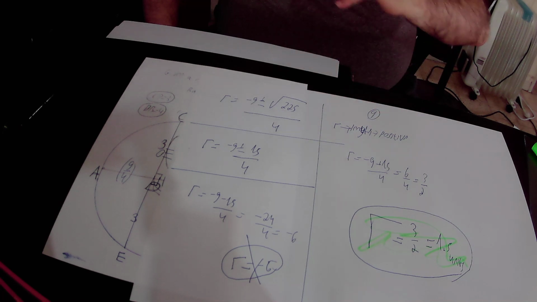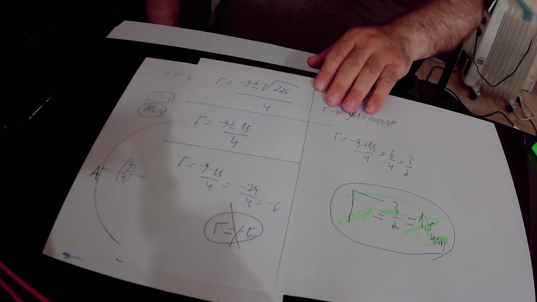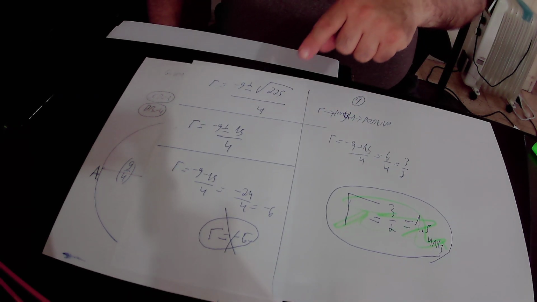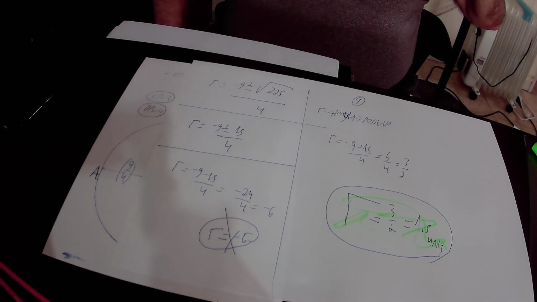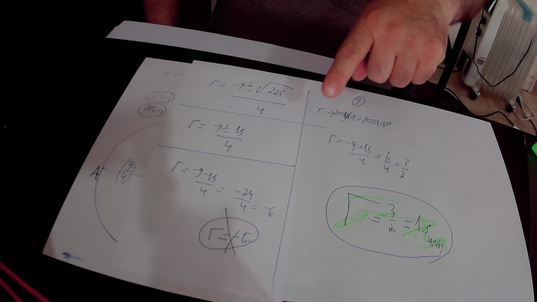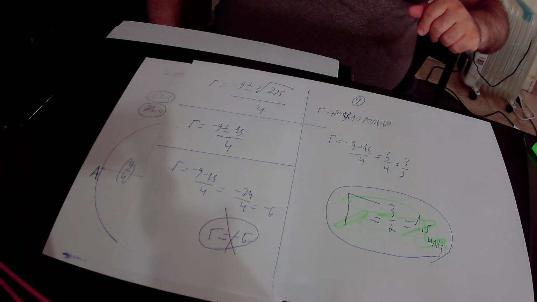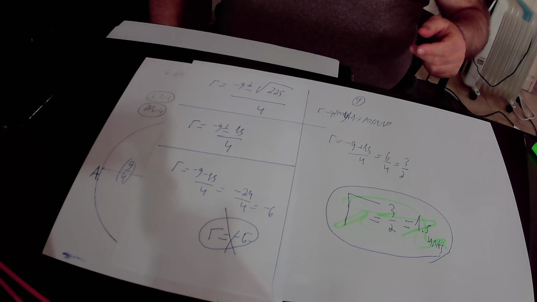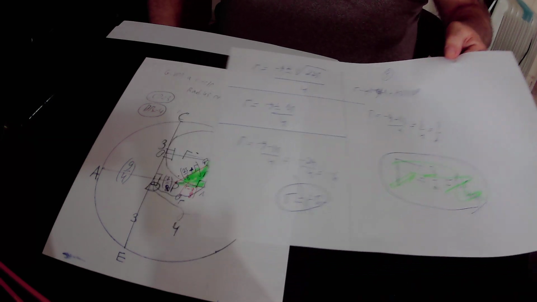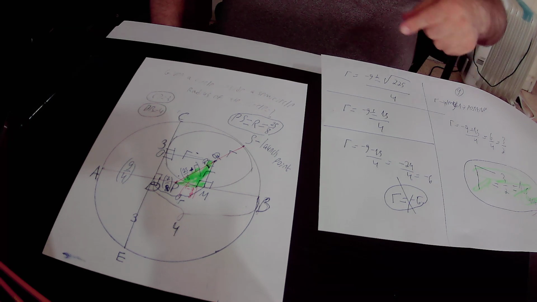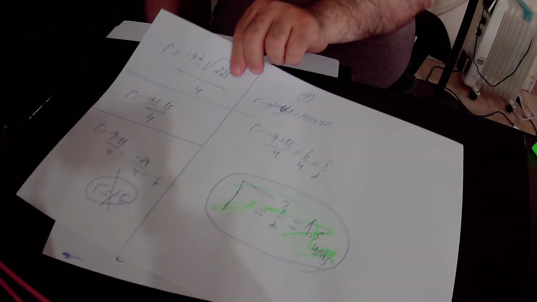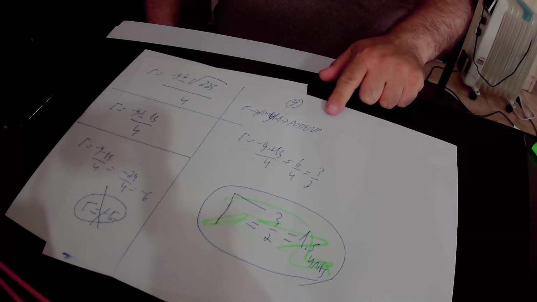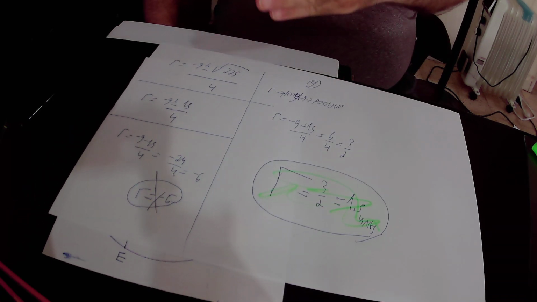So here we will have two possible solutions for r. The first solution for r is that r equals minus 9 minus 15 over 4. Minus 9 minus 15 is minus 24. Minus 24 over 4 is minus 6. So we found out that r equals minus 6, that is a negative number, but because r is the length of the radius of the small circle, r is a length, it must be a positive number. So r can never be equal to minus 6, that is a negative number.